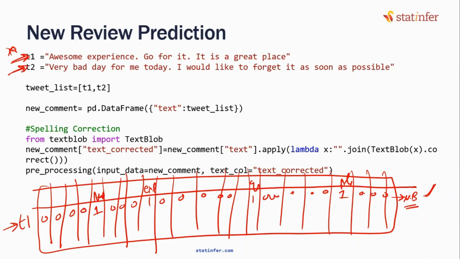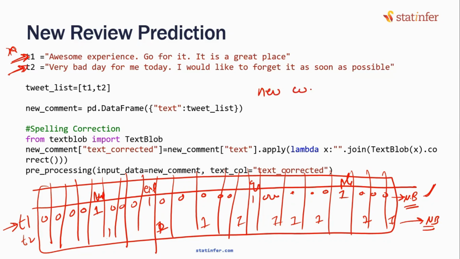Similarly, you cannot give tweet 2 directly. It needs to be converted to a document term matrix. Somewhere "very" will be there, that will be 1, remaining all will be 0. Somewhere "bad" will be there, that will be 1. Somewhere "day" will be there, that will be 1. So wherever these words appear, that will be 1, and everything else will be 0. This naive Bayes model understands that and gives you the output.